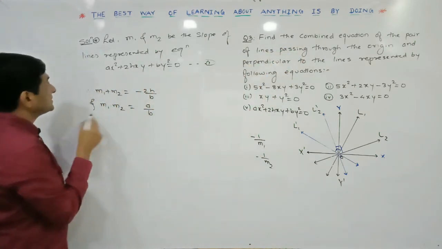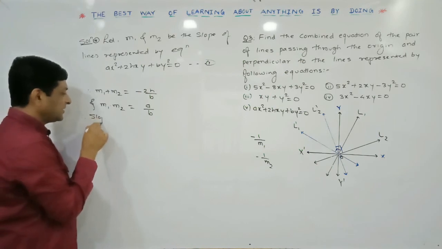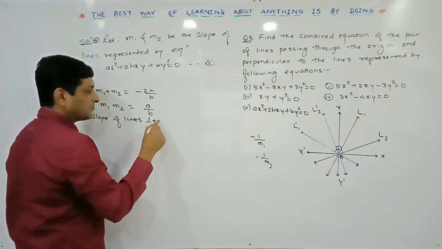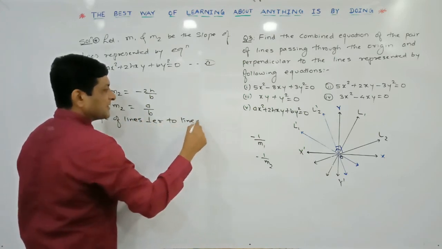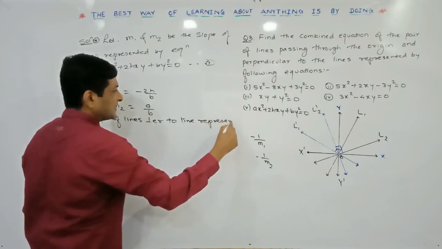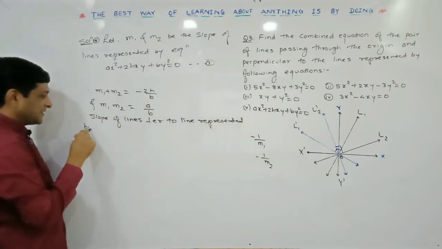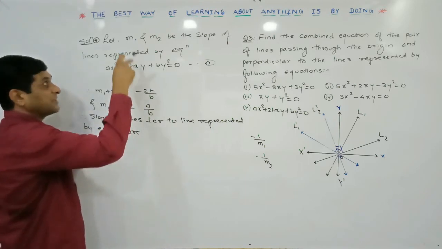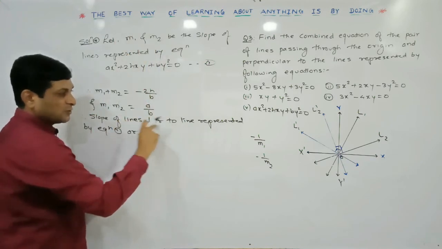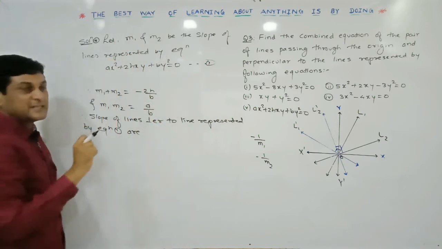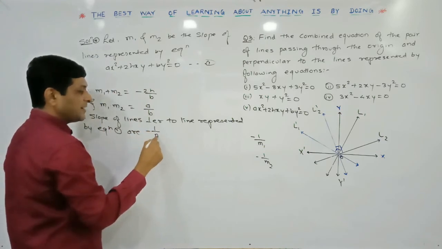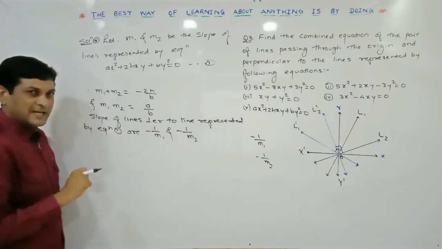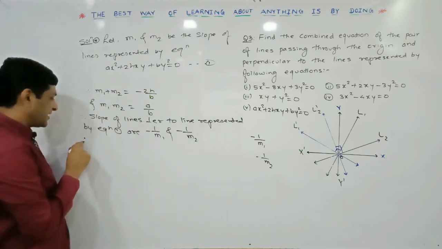So here we can say that the slopes of lines perpendicular to the lines represented by the first equation are: what are the slopes of the lines represented by the first equation? m1 and m2. So the slopes of lines perpendicular to the lines represented by this equation are minus 1 upon m1 and minus 1 upon m2. Well, the slopes of our required lines are known to us. Now we are finding the equations of our required lines.